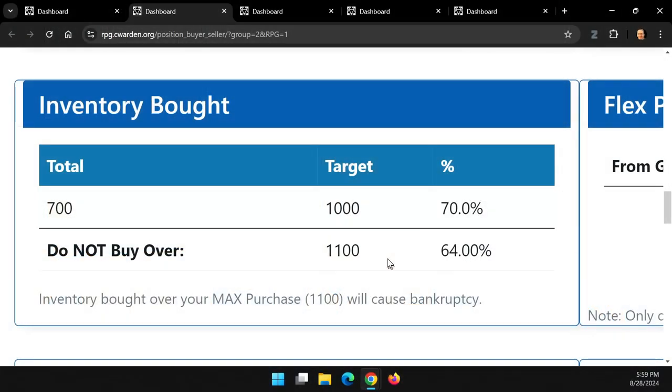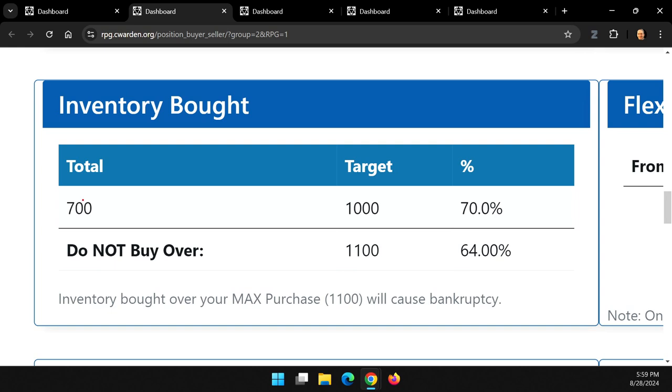And you can see how many did they actually buy? Well, here we can see they actually bought 700. So they're under 1,100. Could they buy 1,000? Yes, that's okay. Could they buy 1,100? Yes, that's okay. But they cannot go over 1,100.